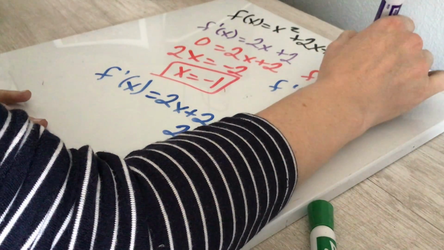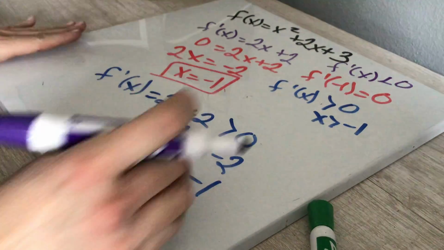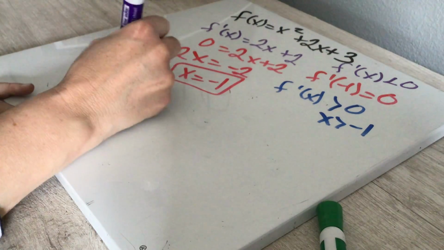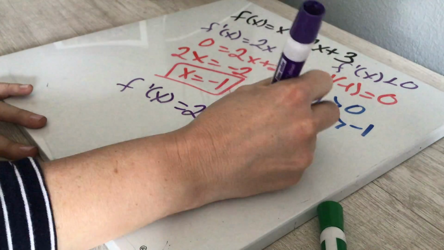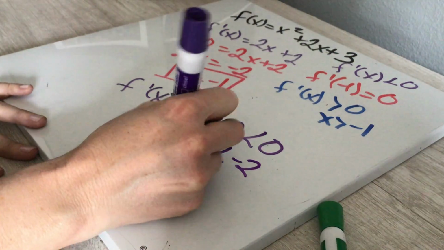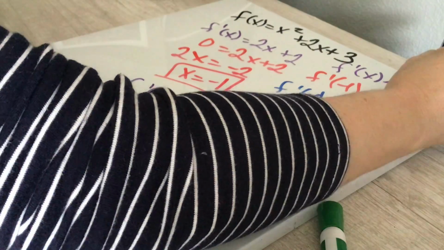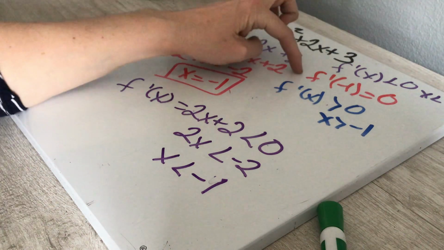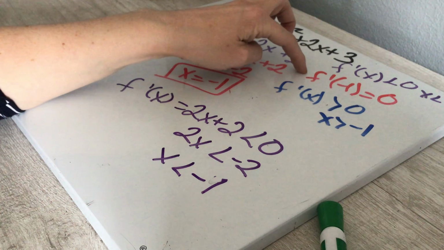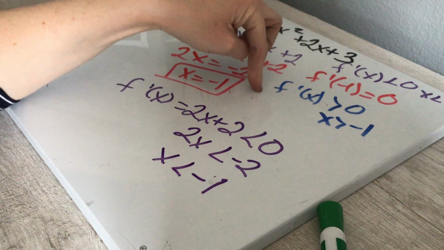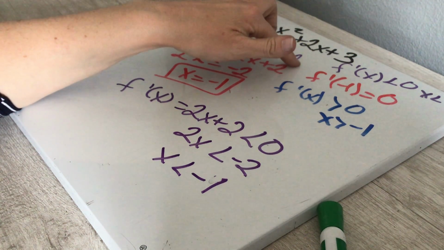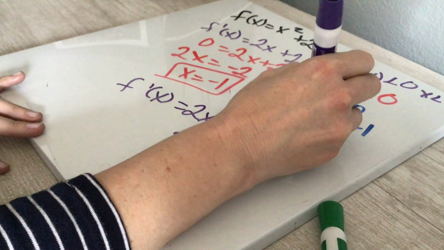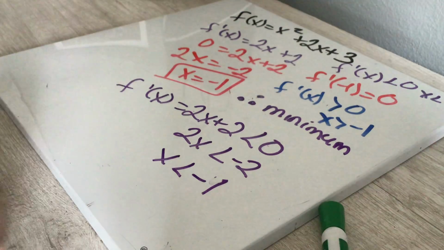So f prime of x is negative when? Doing this same step, what values of x make f prime negative? So f prime of x equals 2x plus 2. We want to know when that's less than 0. So solve for x. When x is less than negative 1, we get that the derivative is less than 0. So since the slope of the graph is 0 at negative 1, and it's positive to the right and negative to the left, we can say that this is a local minimum. If this was swapped, that would be a local maximum.